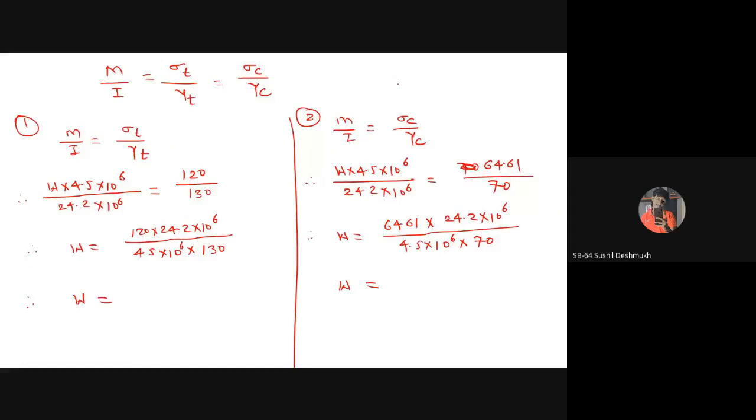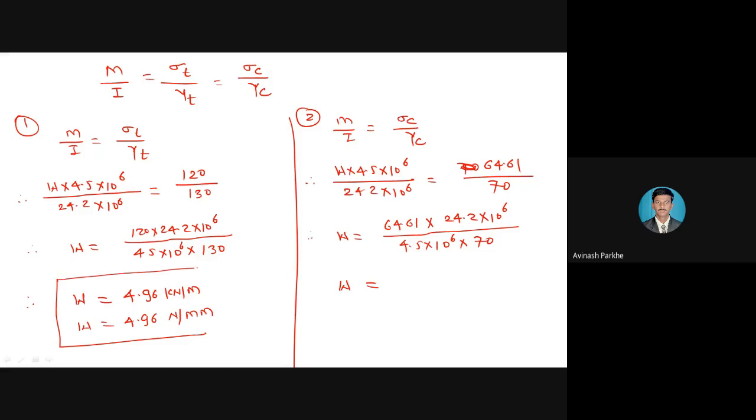Sir, now I am thinking that maybe it will be wrong. What is the value of W? 4.96. 4.96 kilonewton per meter. Similarly, use the second combination. W is equal to 4.96 Newton per mm.